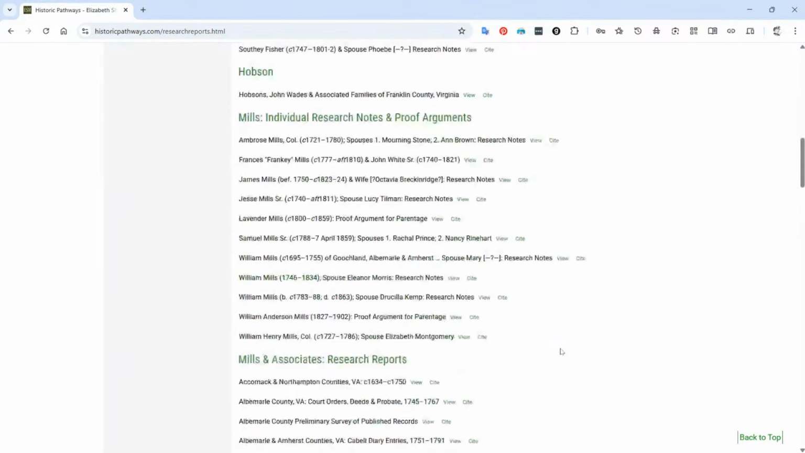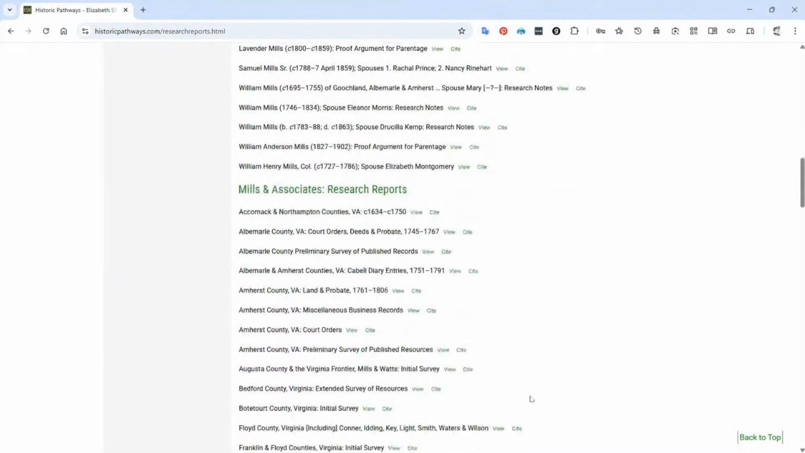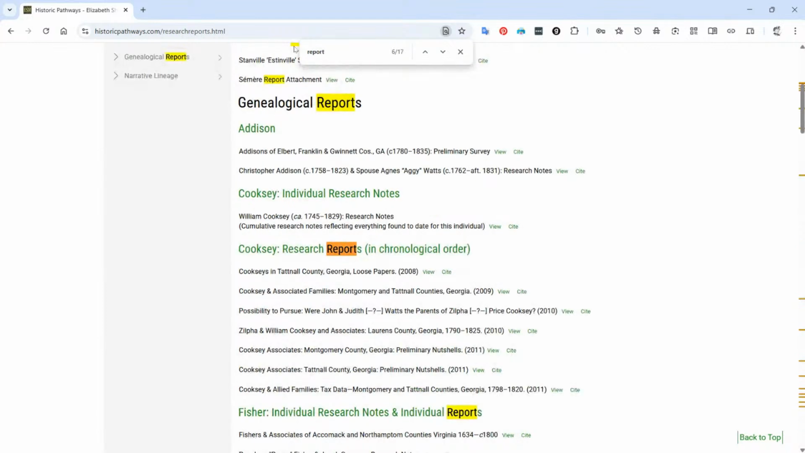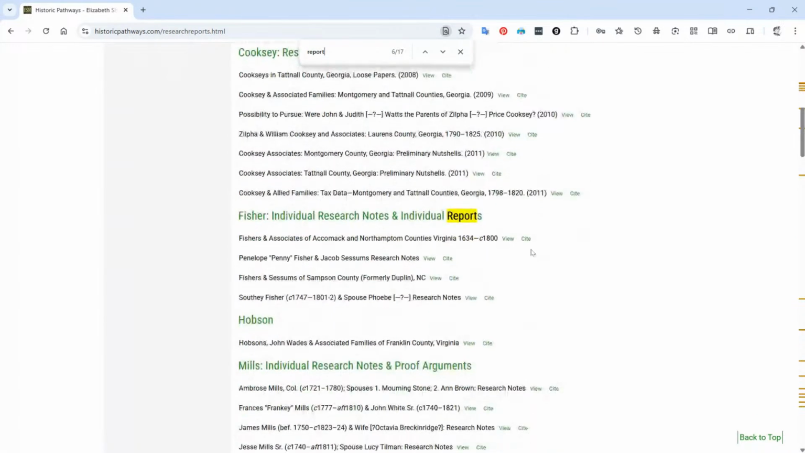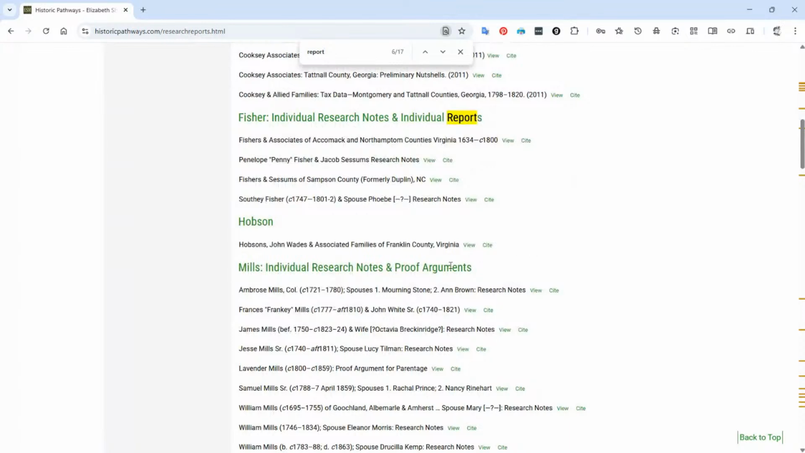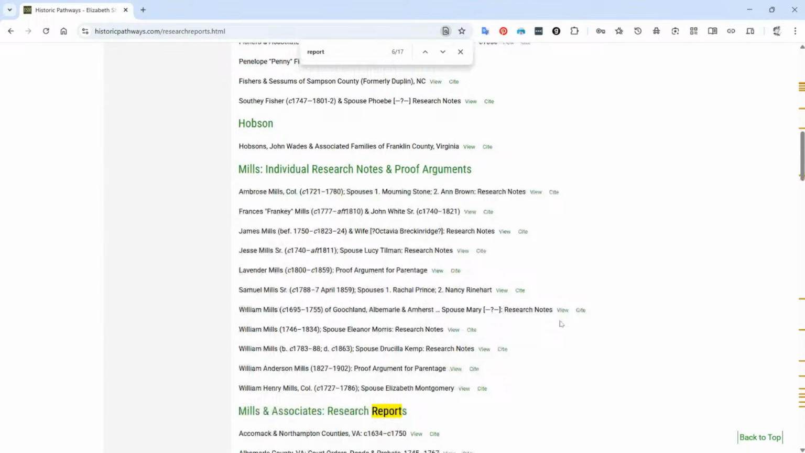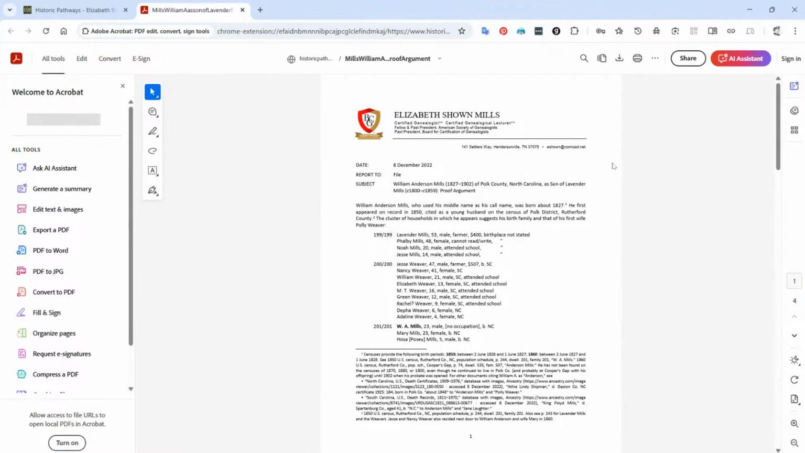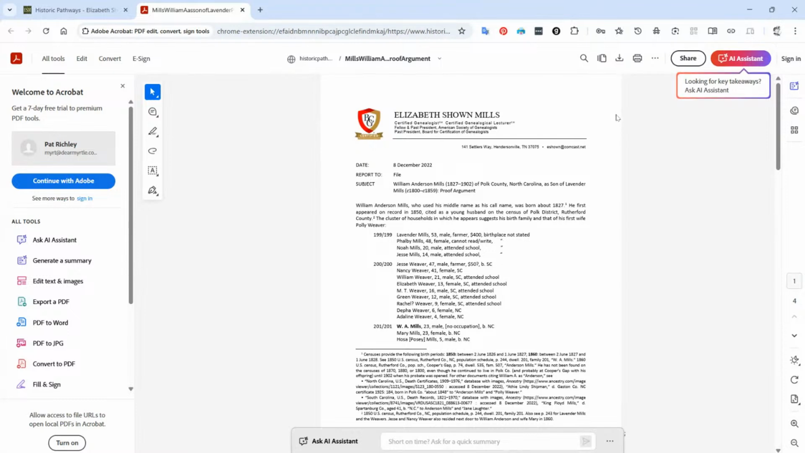Let's see, she calls it a research report, but what was it? I saw something, I thought. Let's do the Control F for the fabulous find. Okay, let's find report. Research notes, proof arguments. Okay, so she supposedly has a proof argument here. Okay, view. Now let's look at it. And I'm going to zoom in.